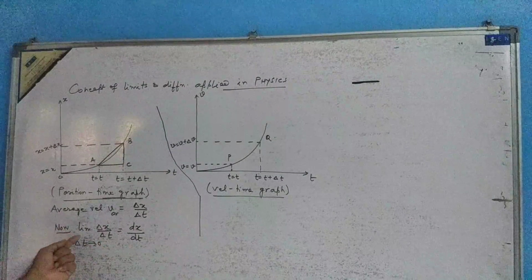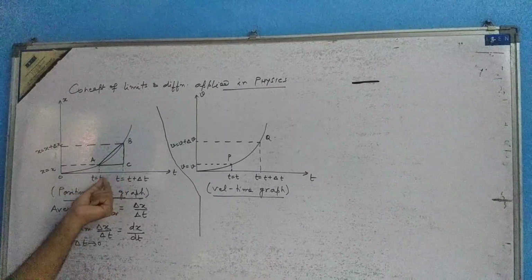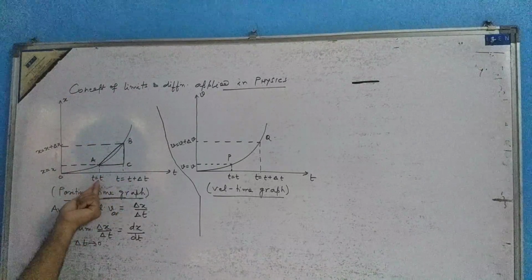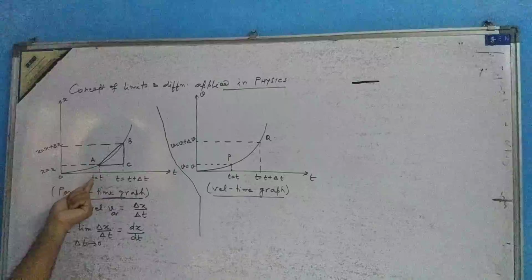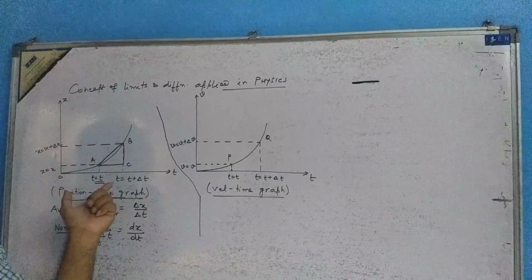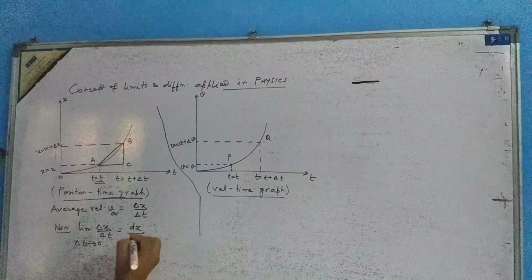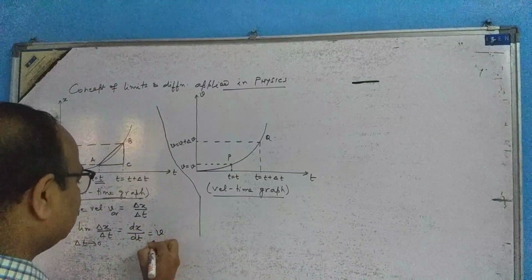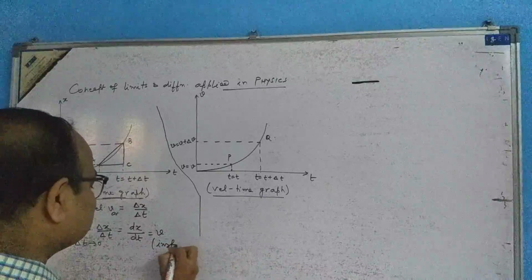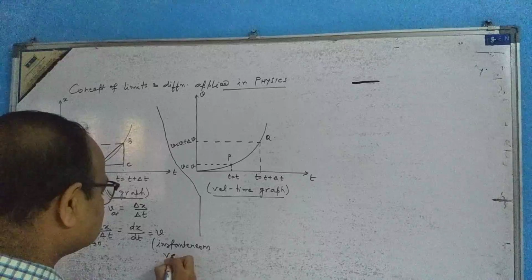And what is this? Look, delta t is tending to 0. It is almost coming to 0. Means what? It has come almost here, at the instant of time t is equal to t. At a particular instant it is coming. That's why it is known as only V. What is this called? Instantaneous velocity.